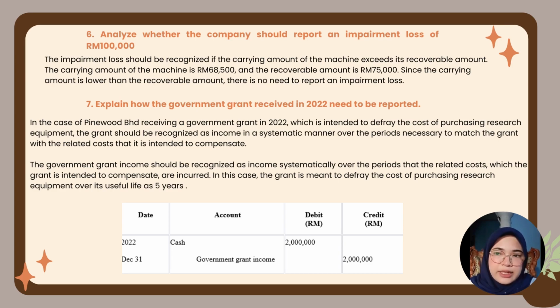Number 7. Explain how the government grant received in 2022 needs to be reported.